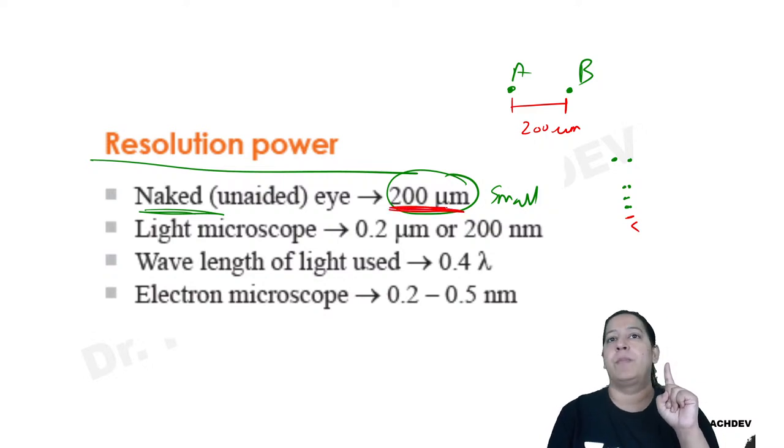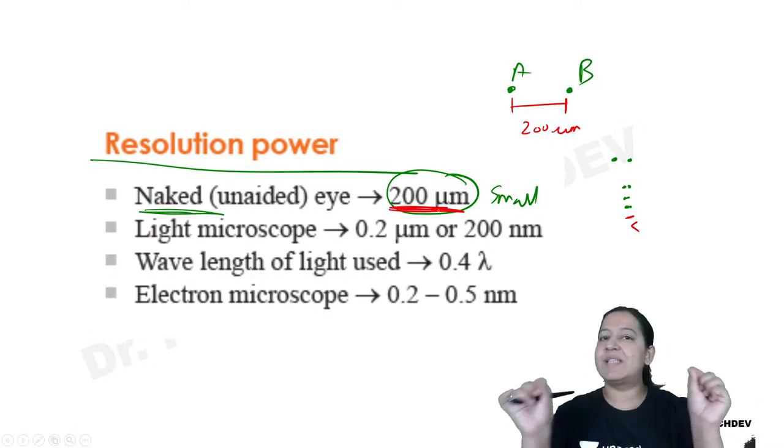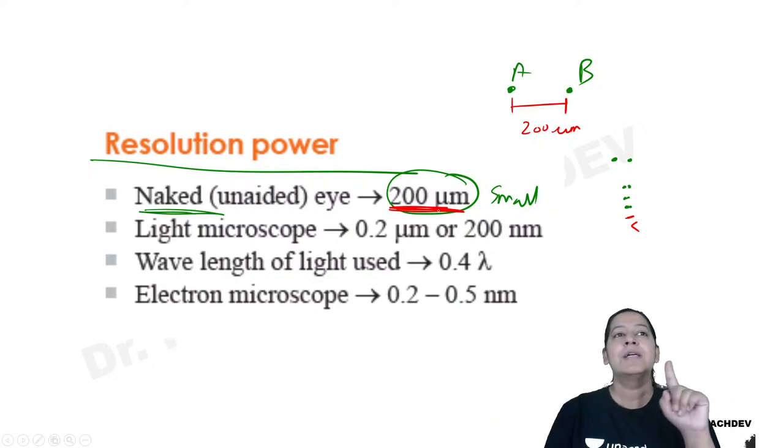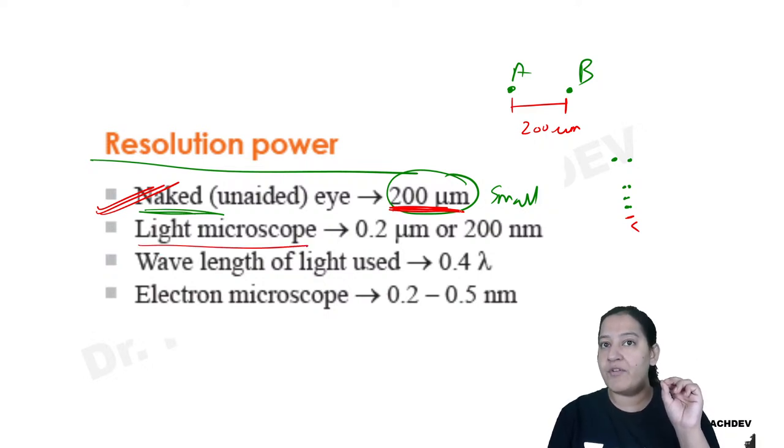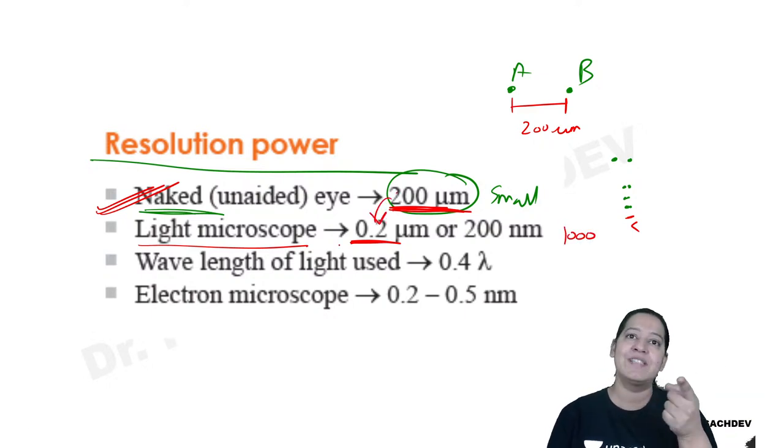must be more than 200 micrometer. Usse kam distance hoga, toh we cannot see them separately and it will be like one point. So that is the naked eye, naked eye ka resolution power. So if I use a microscope, ye 200 micrometer se 0.2 micrometer ho gaya. 1000 times hamara resolution badh gaya. 200 se 0.2 ho gaya na.